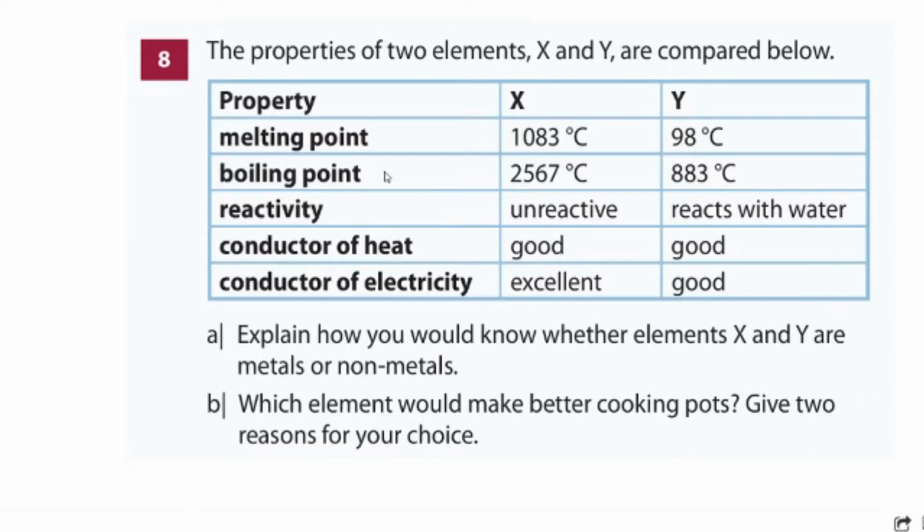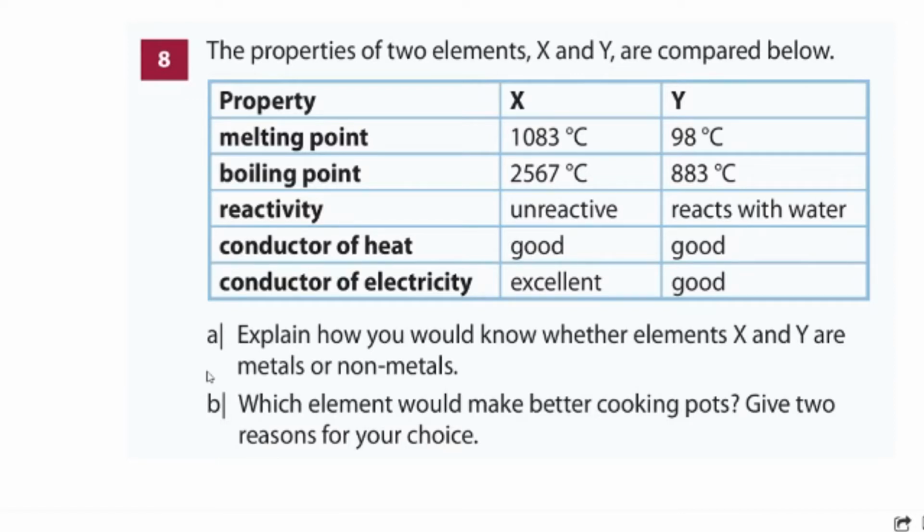Well, you might get something like this. We've got two elements here, element X and element Y, and we have no idea what the names of those elements are. But question A below it says, explain how we would know whether these elements are metals or non-metals. Well, we now know the typical properties of metals. Do they have high melting points? Well, element X has a pretty high melting point. Does element Y? It's not that high, but they both have very high boiling points.